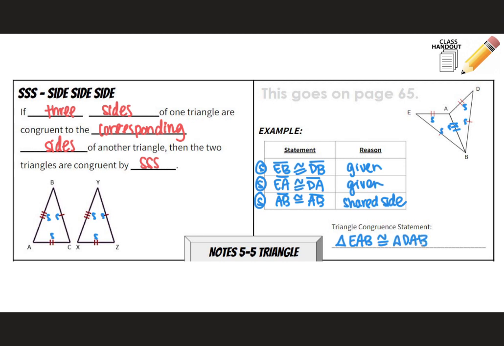Since this is a triangle congruence statement, we need to make sure we use the triangle symbols. And we have to say why. Just like all of our congruent statements up here, every statement should have a reason. The reason that these are congruent is side, side, side. So we're going to say triangle EAB is congruent to triangle DAB by side, side, side.